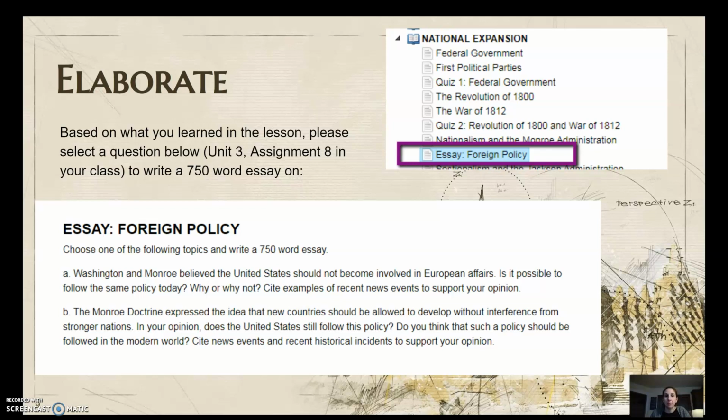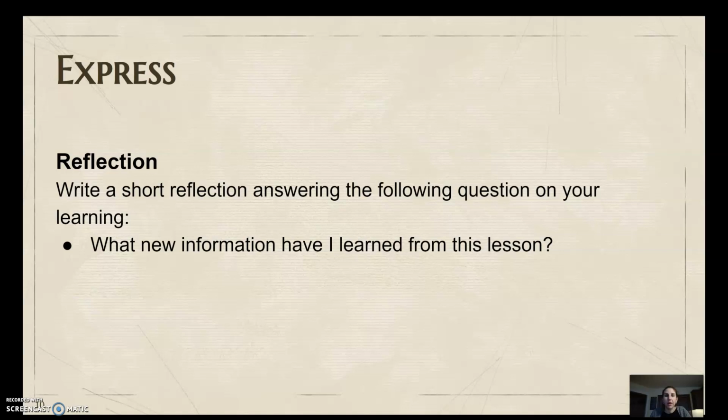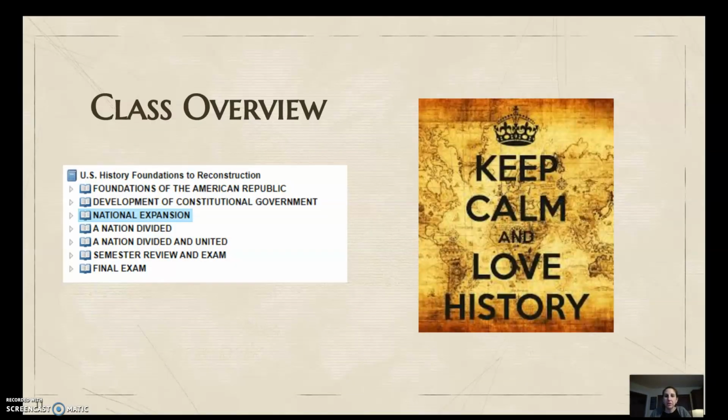Please select a question below, Unit 3, Assignment 8 in your class, to write a 750 word essay on. It doesn't exactly have to be 750 words, but look at the options below. There are 2 essays to choose from. And they both deal with Monroe, the Monroe Doctrine, events, things that are happening, U.S. policy, and pick the one that you feel the most comfortable with writing. Okay, and then just tell me what new information you've learned from this lesson. And any questions, please reach out.